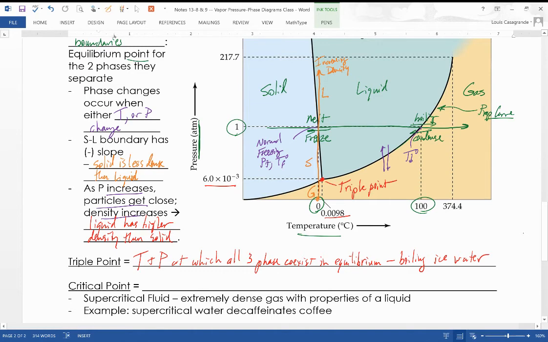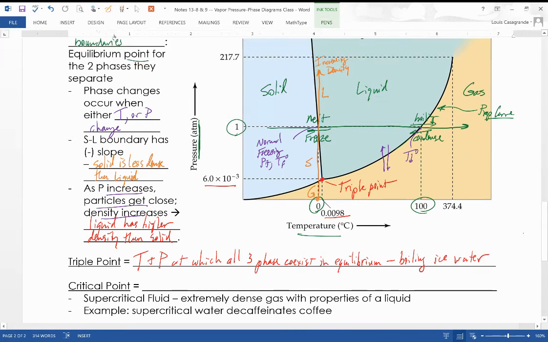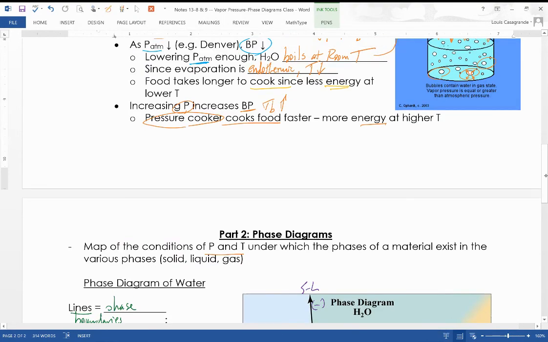The other important point, let me change colors. Let's go to the dark orange. Oh, we used dark orange already. That's okay. Oh, that went too high.